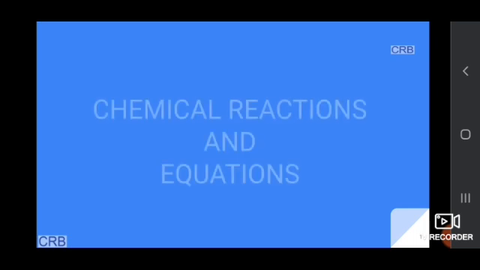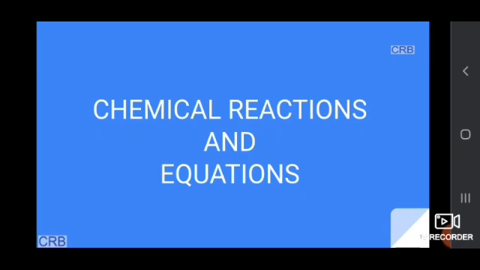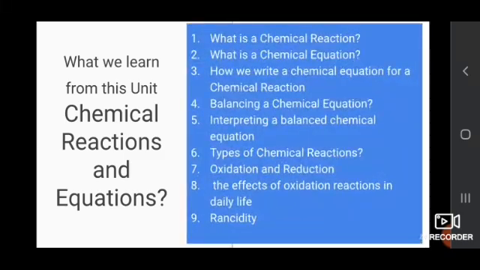We are going to learn something about chemical reactions and equations. So what we learn from this unit, chemical reactions and equations. First, what is a chemical reaction? What is a chemical equation? How do we write a chemical equation for a chemical reaction?